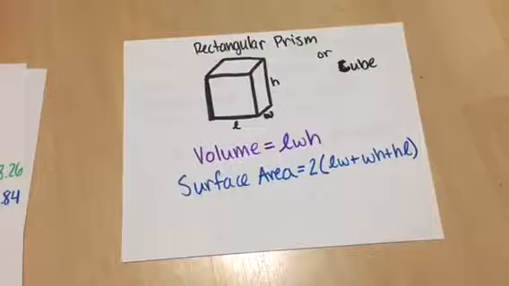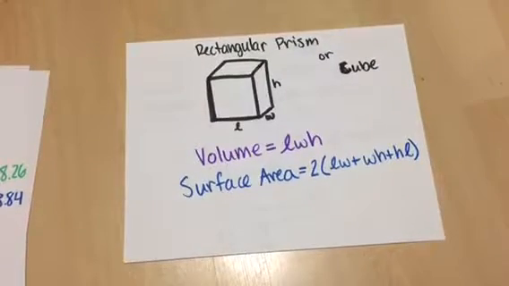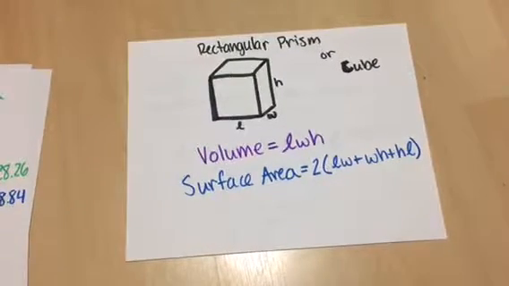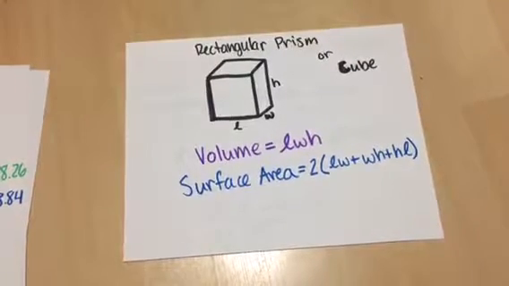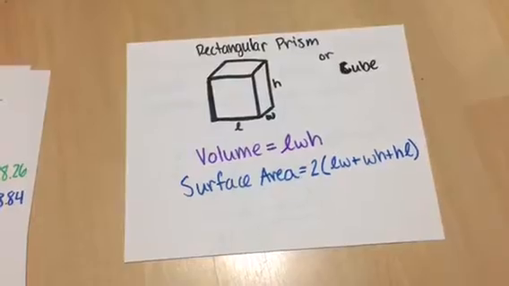For a rectangular prism or a cube, the formula for volume is length times width times height, and the formula for surface area is 2 times the length times width plus the width times the height plus the height times the length.